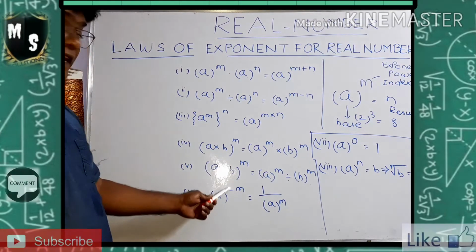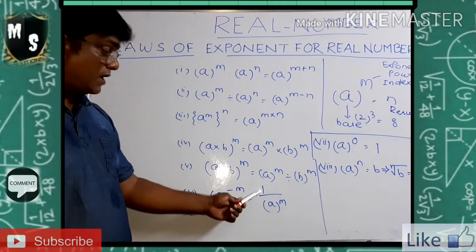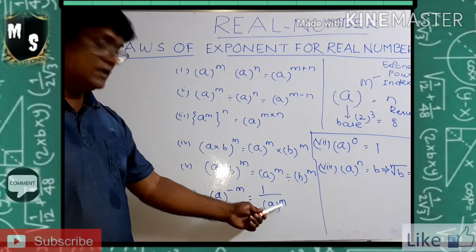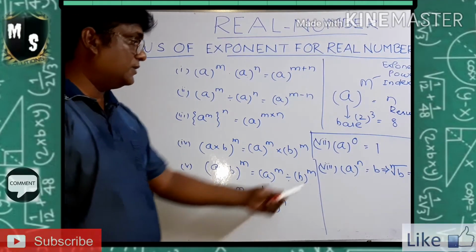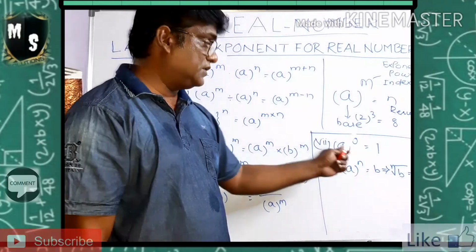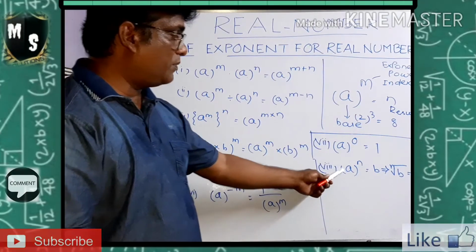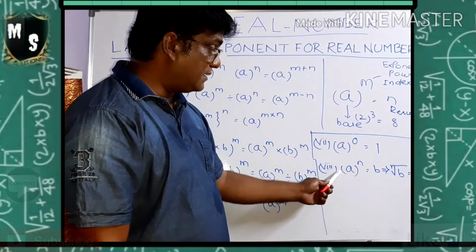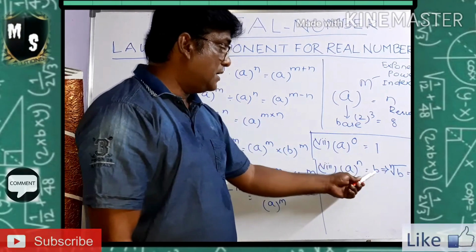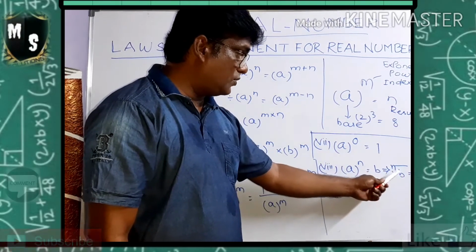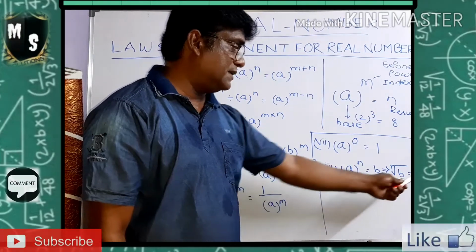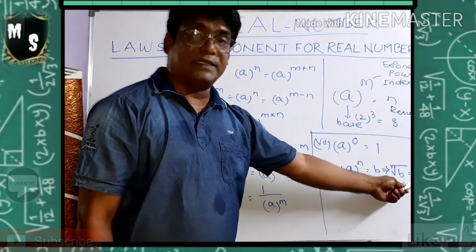Anything to a negative power can be written as 1 by, meaning reciprocal, 1 by a to the power m, where the power becomes positive. Then, anything to the power 0 is equal to 1. Then if a to the power n is equal to b, I can write this statement in another way also: the nth root of b will give you the base a.